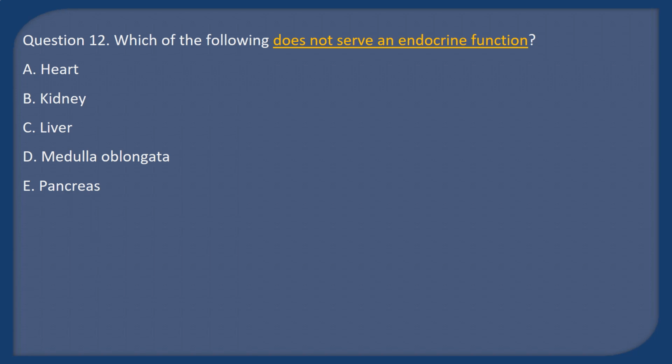Question 12. Which of the following does not serve an endocrine function? A. Heart, B. Kidney, C. Liver, D. Medulla oblongata, E. Pancreas.